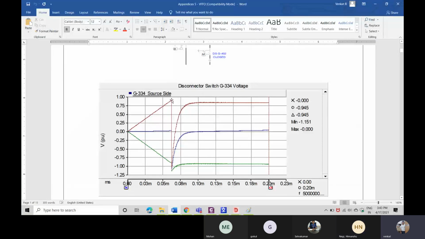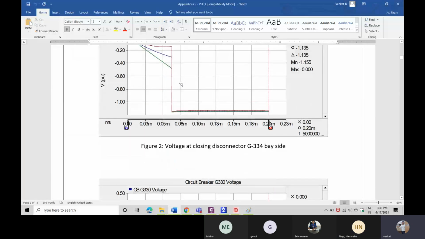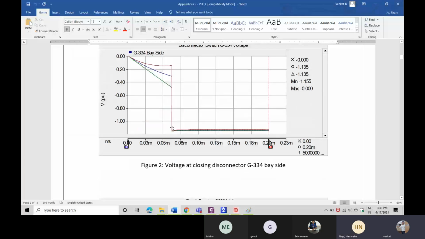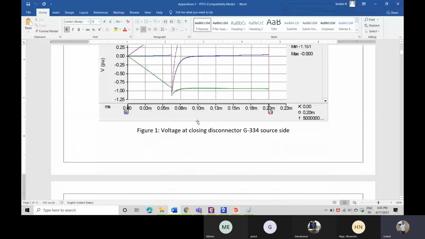Let us assume that if I have not performed any closing operation, this 1 per unit will be a straight line. Now, since I have performed the simulation, there is a dip. This is on the source side. On the source side I have 1 per unit, and on the load side I have minus 1 per unit. Can you see this? I have about minus 1.15 per unit. This is how I have created the scenario.